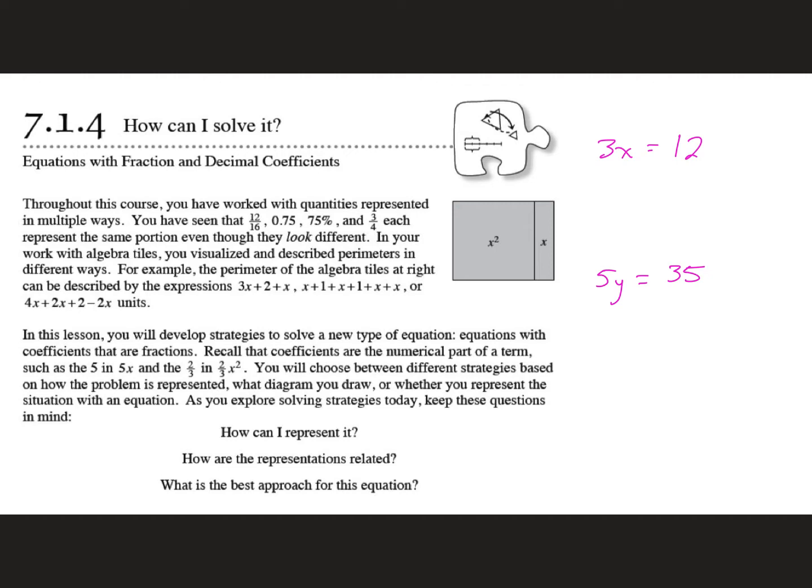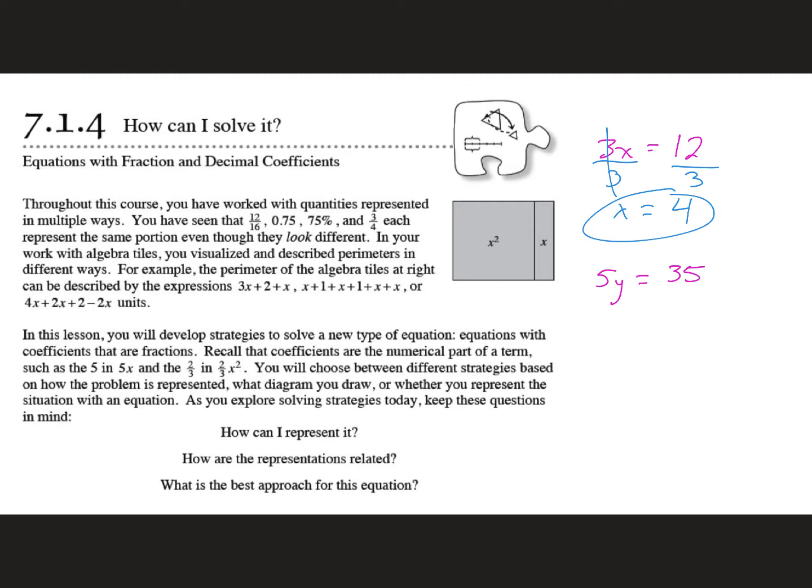So 3x is what operation? Multiplication. So the inverse operation of multiplication would be division. So that's where we would divide both sides by 3, because 3 divided by 3 is going to give us 1, which is going to give us x. And then 12 divided by 3 is going to give us 4.